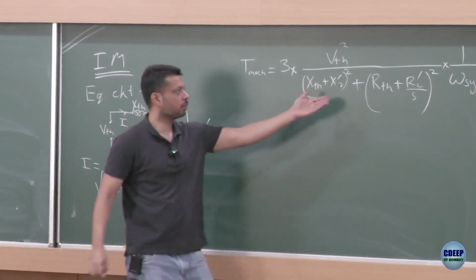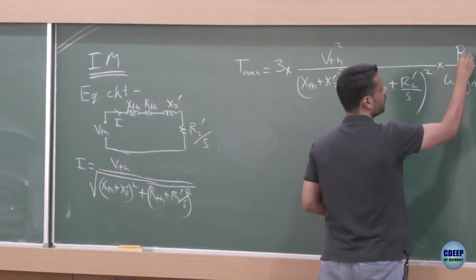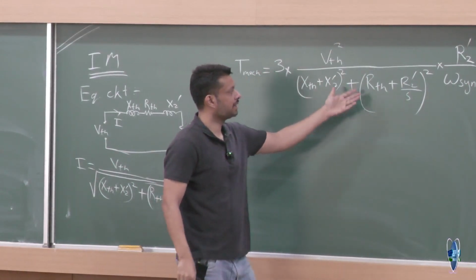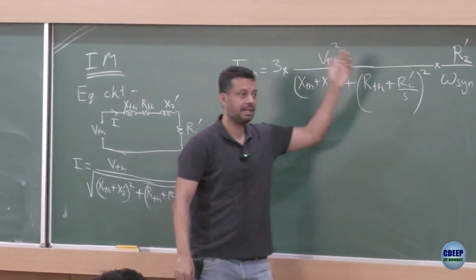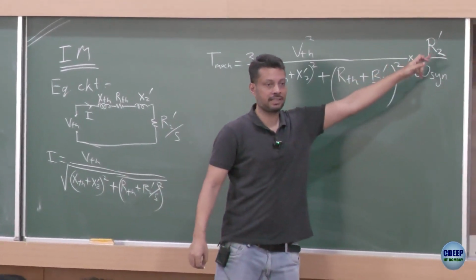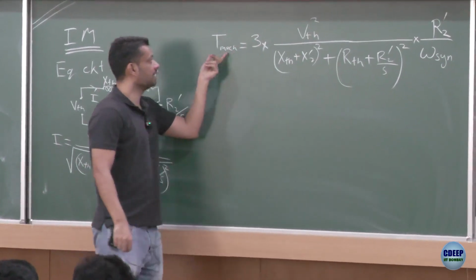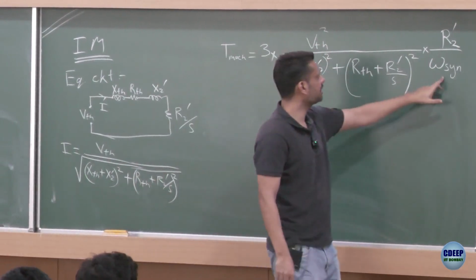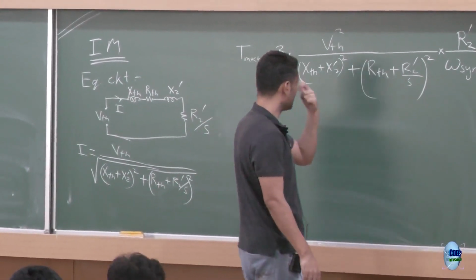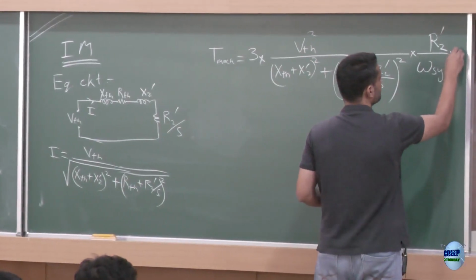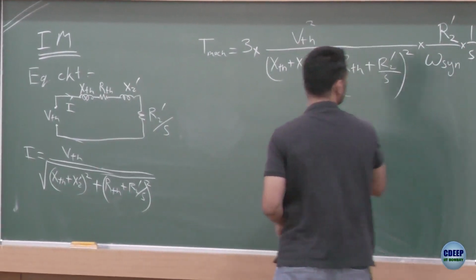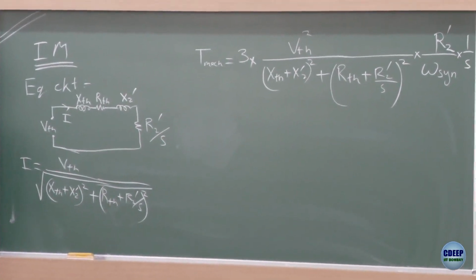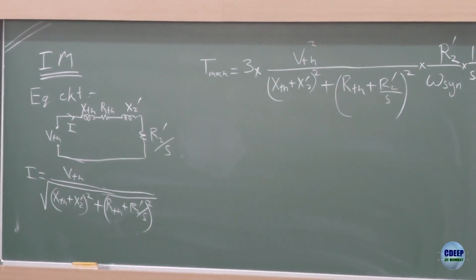This is nothing but the I square term, and if you don't remember it, you can probably still do it correctly, because this is I square into R terms, and this is R2 prime into (1 minus S) by S. Here you have T mechanical into actual speed, which if you write in terms of synchronous speed, then those terms get cancelled, and it comes there. There is something else I am missing, and that is an S here. Is that okay? Somebody who remembers this formula, is this correct? Okay.